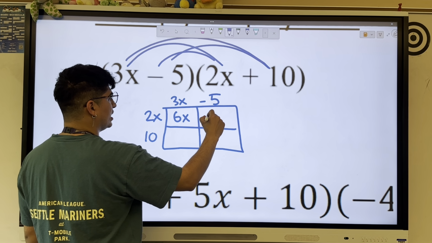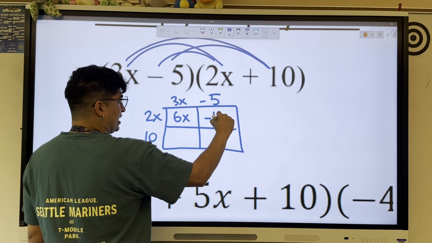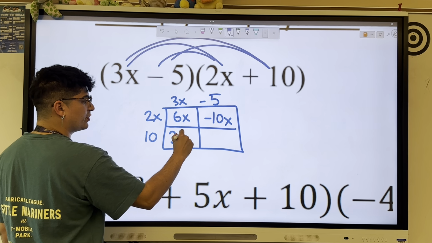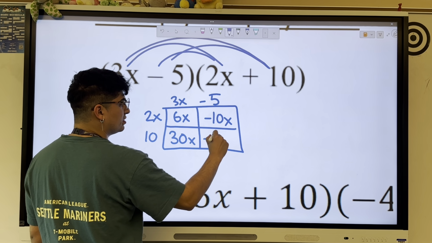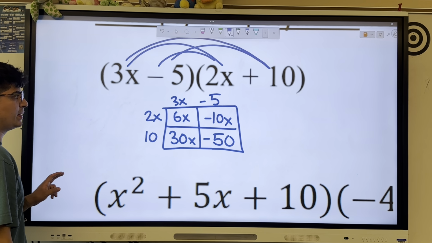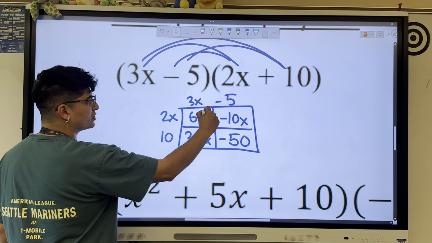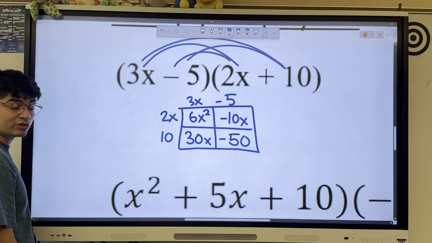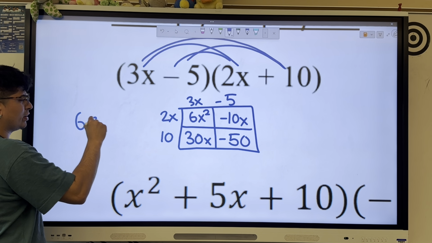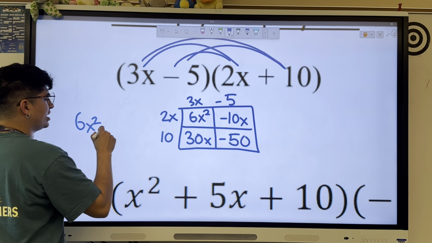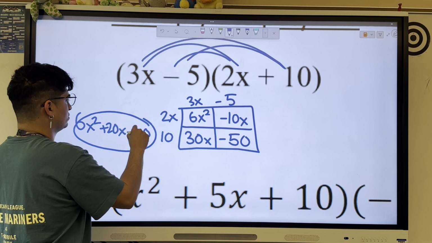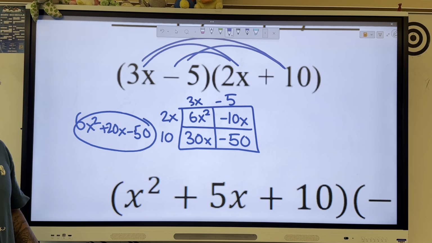This would give me negative 10x, because negative 2x times 5. 10 times 3x would give me 30x. This would give me negative 50. And then you combine like terms. Oops, I forgot the square here. Making mistakes all over the place. 6x squared. These combine to make positive 20x. And then negative 50. That's an ugly 5. There you go. That is a multiplying one.